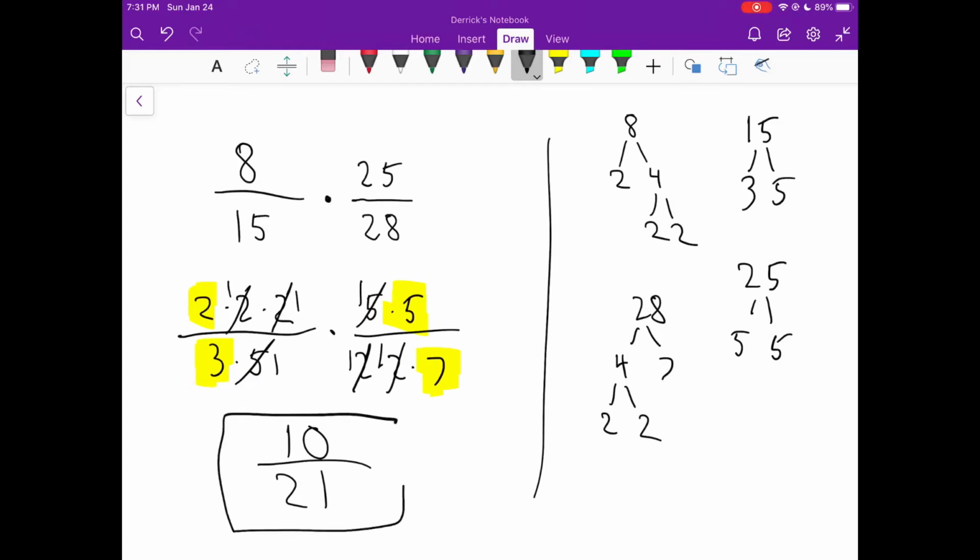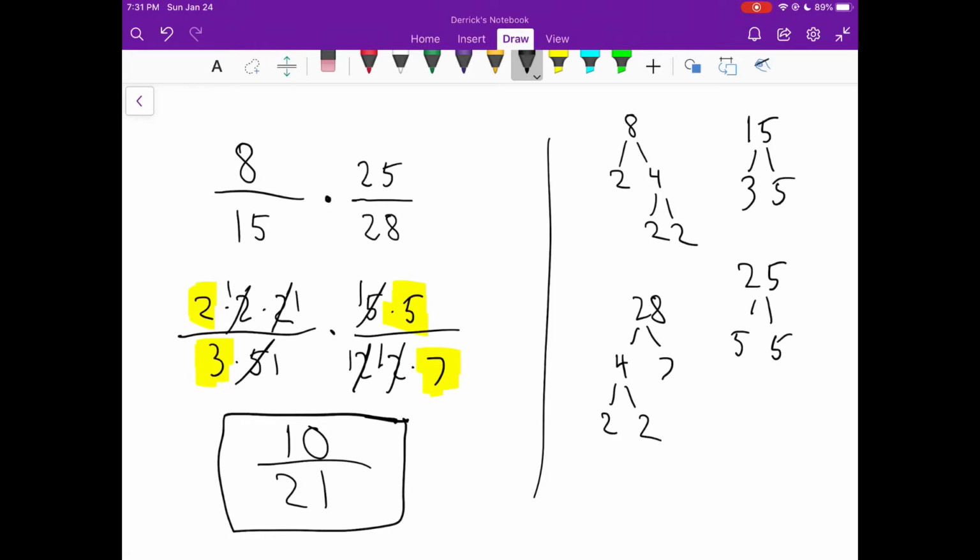So you see, we get the same answer of 10 over 21, but now I don't even have to wonder if I've reduced as far as I can. And I would argue that that is a lot less work if you don't have a calculator, because doing 15 times 28 without a calculator would take a little bit more than likely.